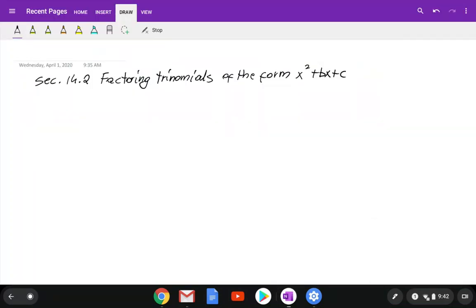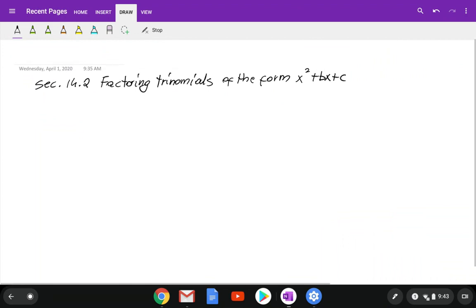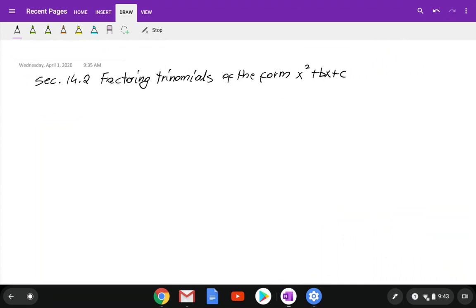Okay, guys, so welcome. This is section 14.2, the second part of the week, after we're back: factoring trinomials of the form x squared plus bx plus c. Let me just check if everything is recording. Yes. Okay. So, number one, let's start.